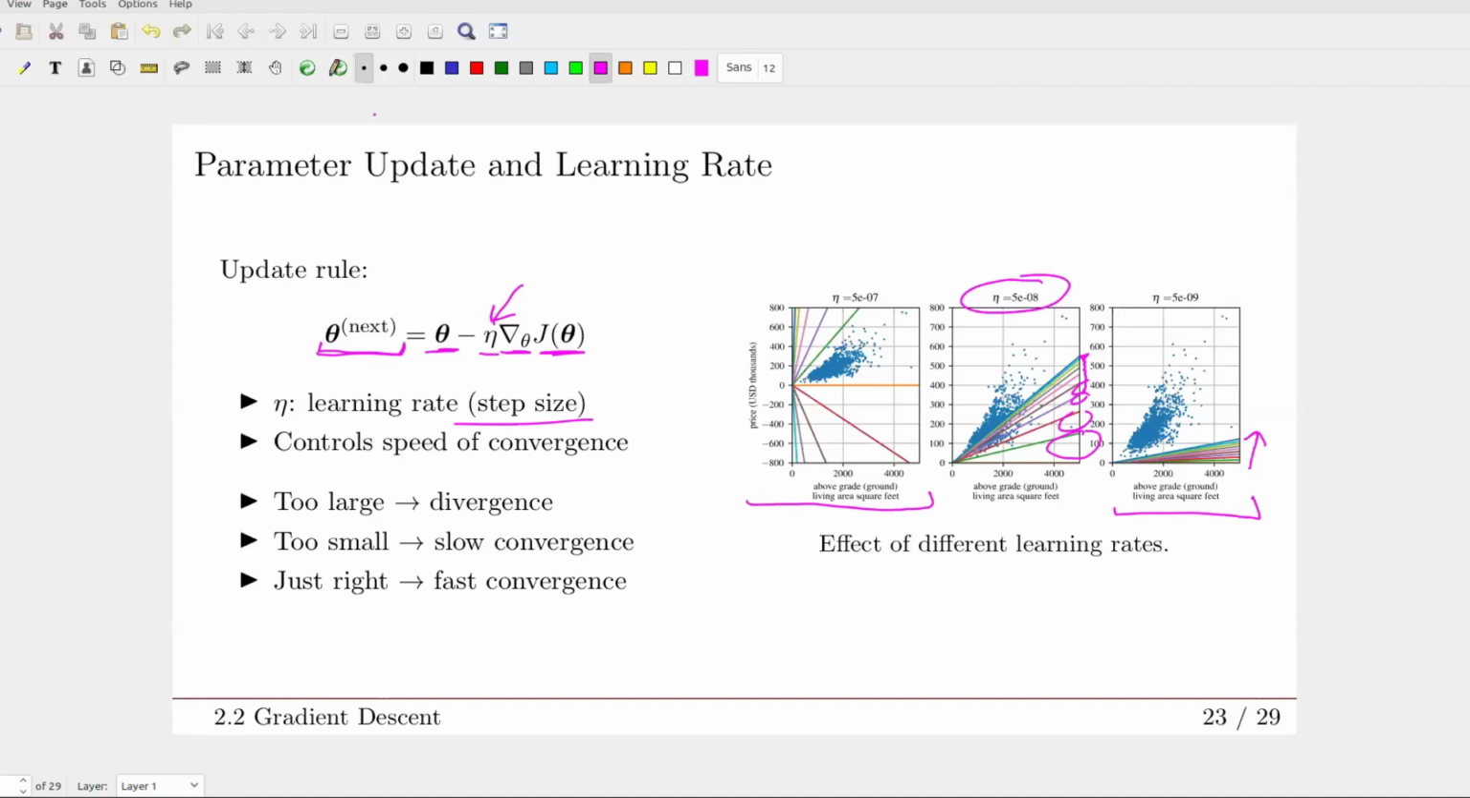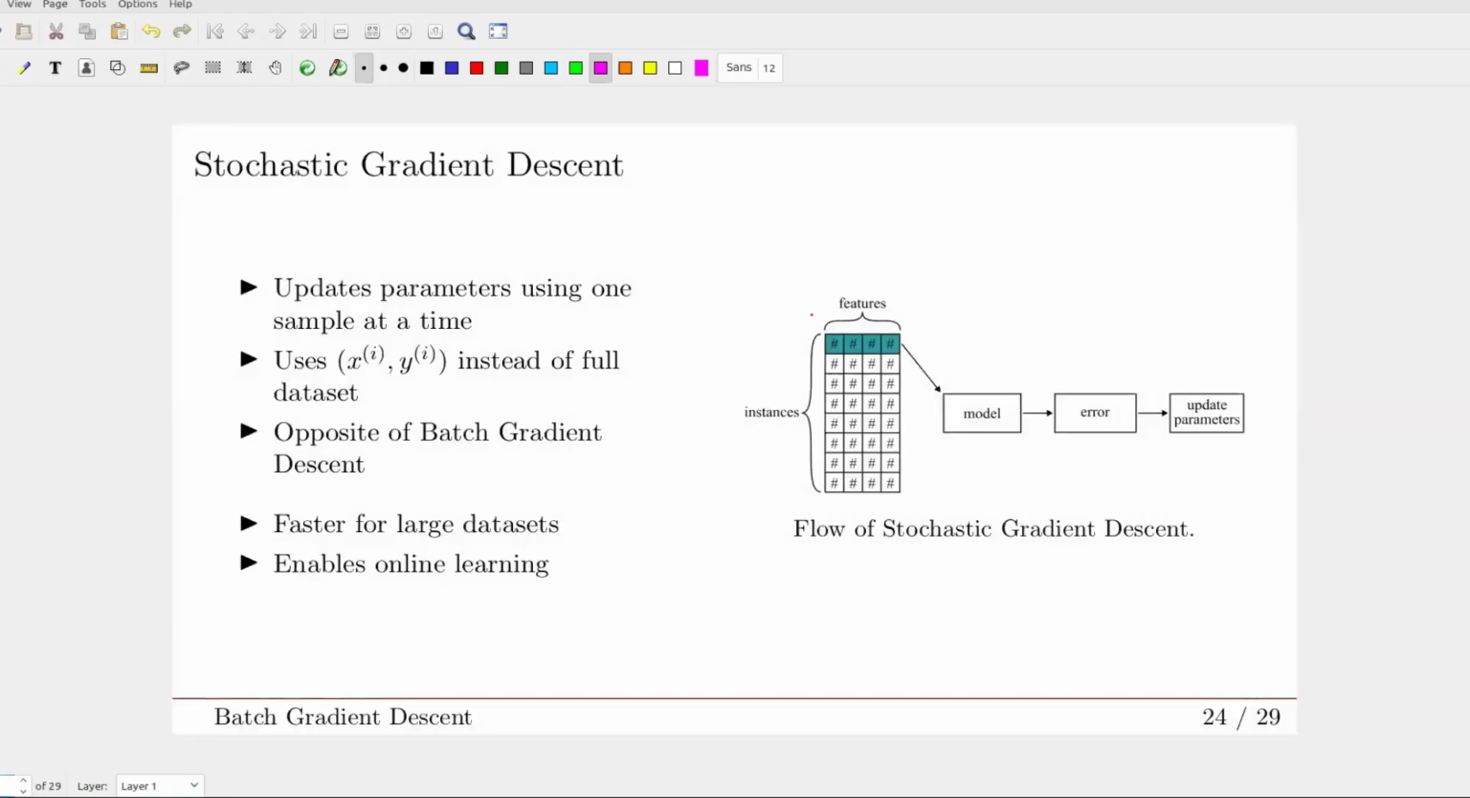Okay, so now let's talk about stochastic gradient descent. I've got my instances, and I've got my features. What if I have a model and I just feed it one house, right? So I feed it one instance and all of the features, and I update my parameters.